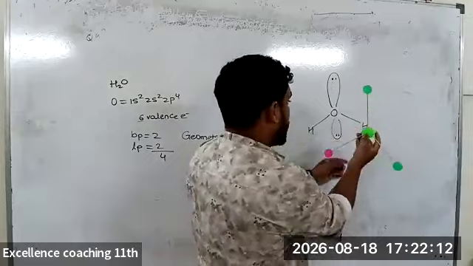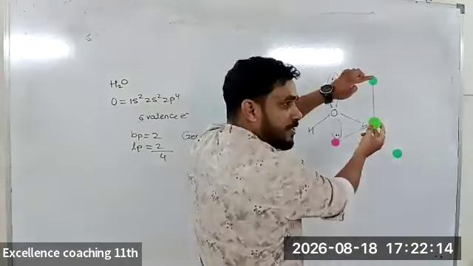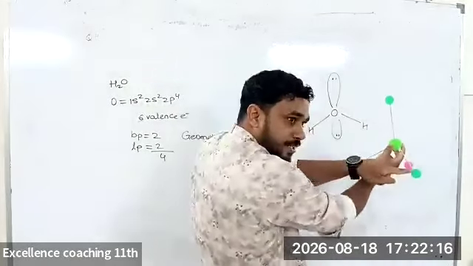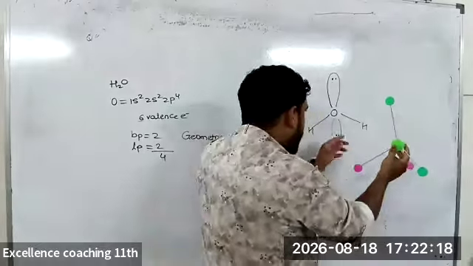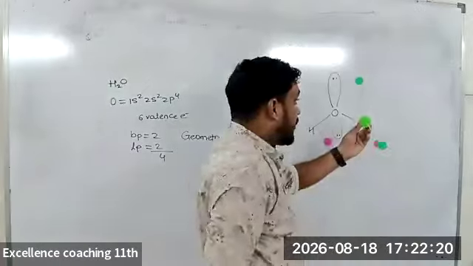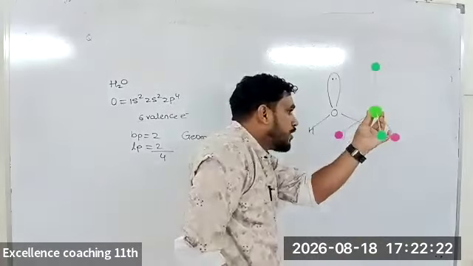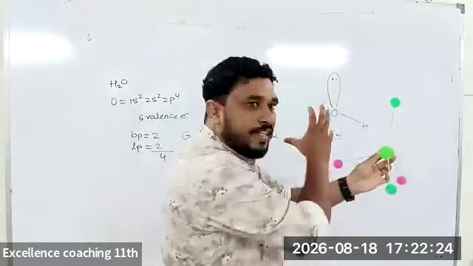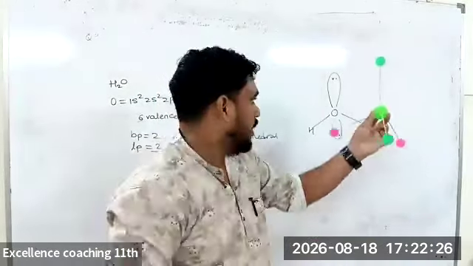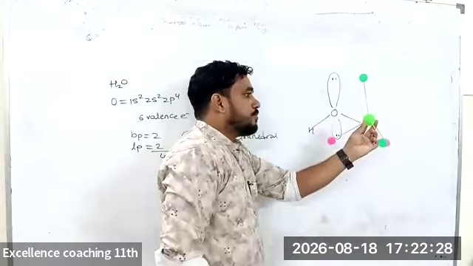What is the meaning? See, it is like this. This one is this lone pair. This lone pair is this one. These two hydrogens are this one. But when you see the geometry, when you see the actual structure, it looks like this. Now you can imagine.